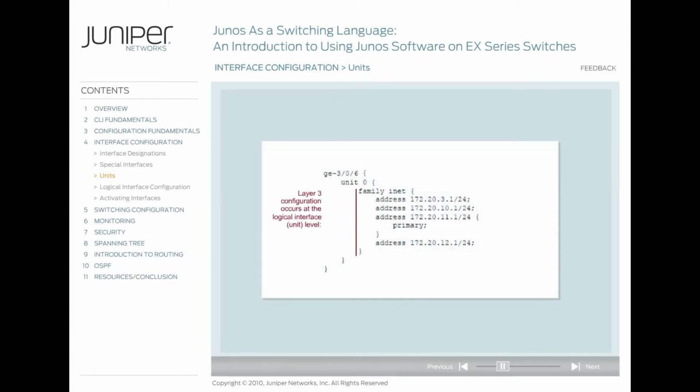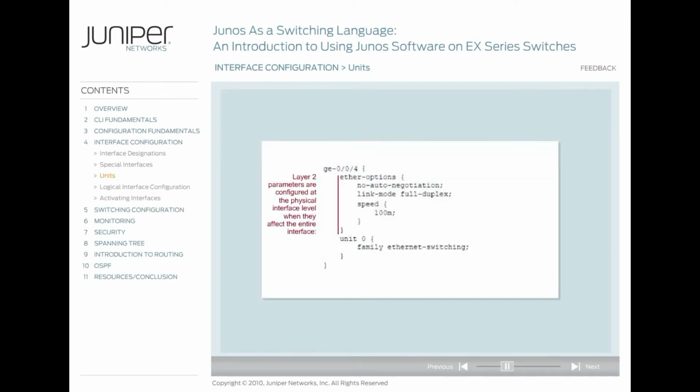All Layer 3 configuration always occurs at the logical interface, the unit level. Layer 2 configuration occurs at the physical interface level when it affects the entire interface, such as setting speed and duplex, or at the logical unit level when it affects only a single logical unit, such as assigning Ethernet switching parameters. When you configure an Ethernet interface without 802.1q tagging, it supports only a single unit. In this case, the unit must be Unit 0.